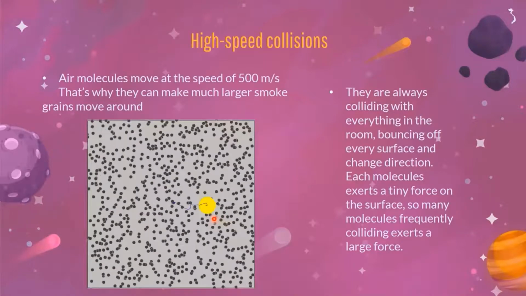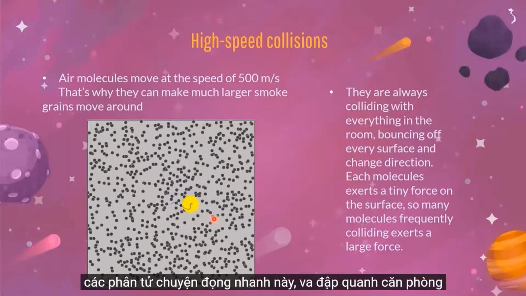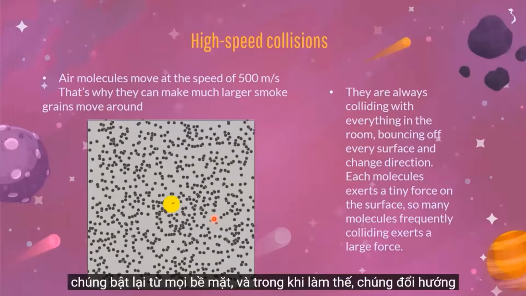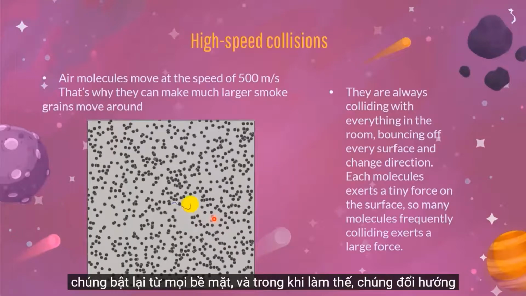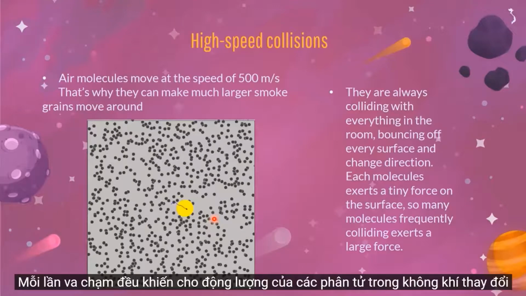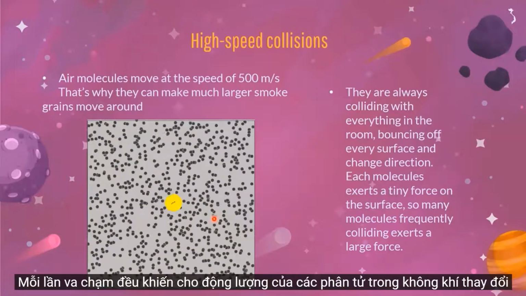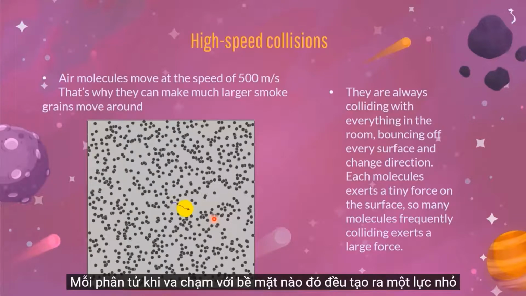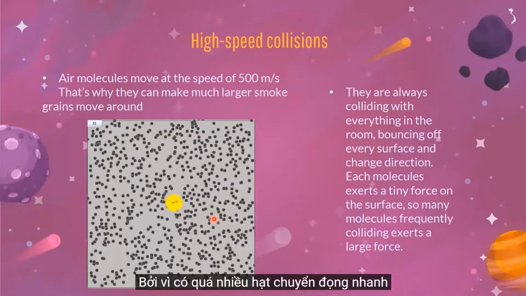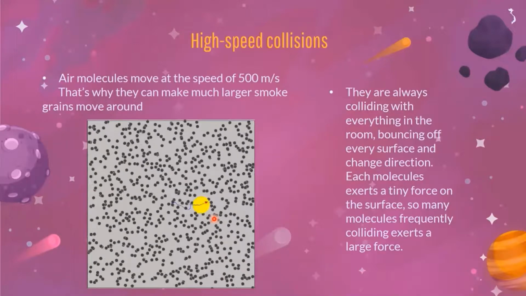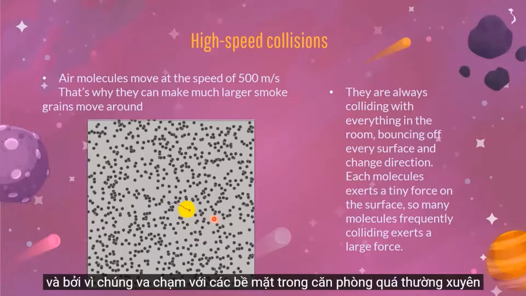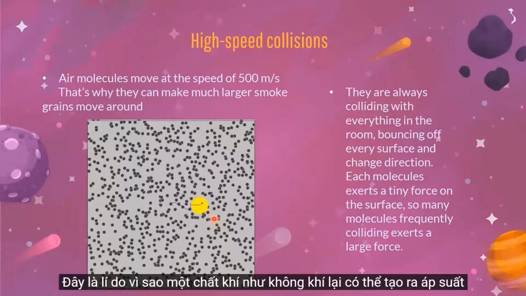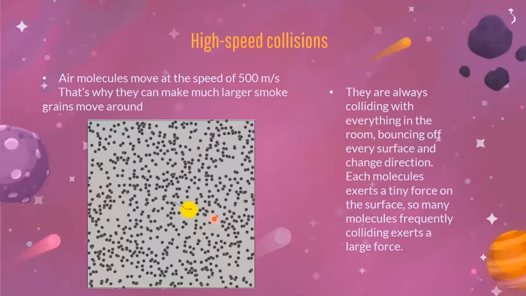Now imagine these high-speed molecules rushing around in a room. They collide with the walls, the ceiling, the floor, the furniture, everything. They bounce off every surface, and in doing so, they change direction. Each collision thus results in a change of momentum of the air molecules. Each molecule that collides with the surface exerts a tiny force. Because there are so many fast-moving particles, and because they collide so frequently with all the surfaces in the room, they exert a large force. This is why a gas like air exerts pressure.